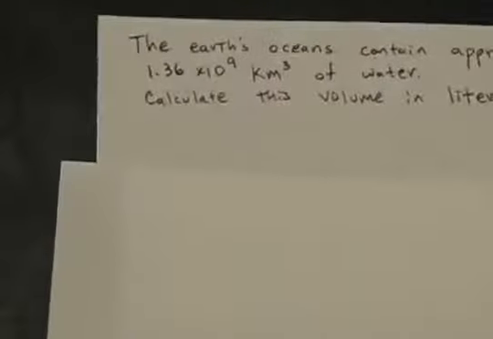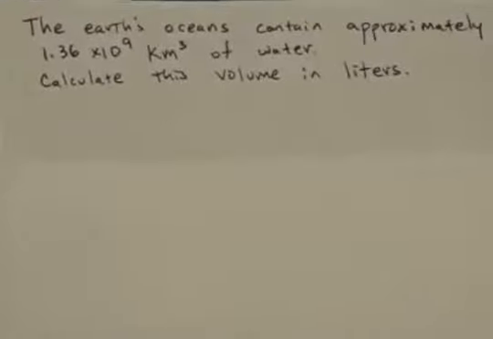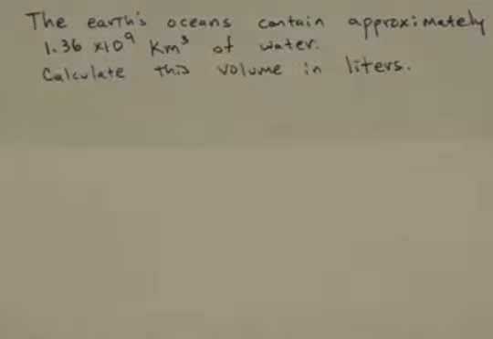Our next example problem takes a look at units that are derived, like for instance volume. It says that the Earth's oceans contain approximately 1.36 times 10 to the 9th cubic kilometers of water. Calculate this volume in liters.